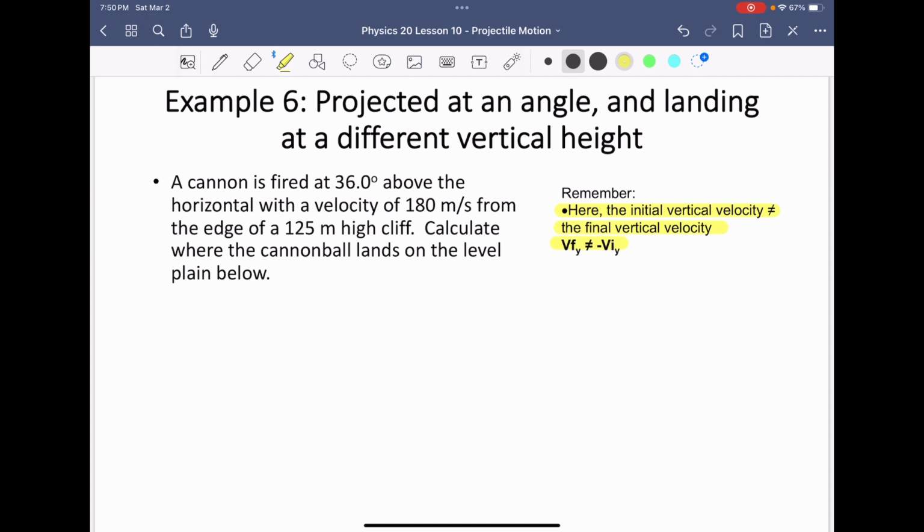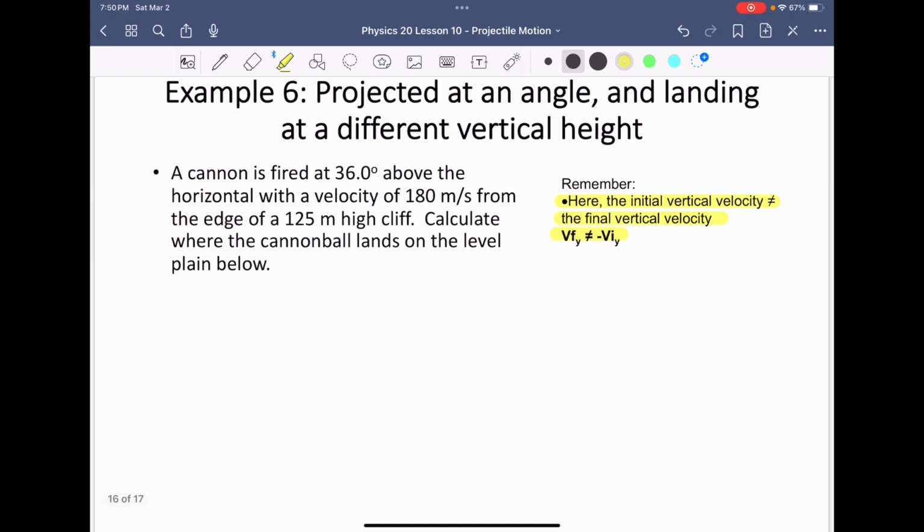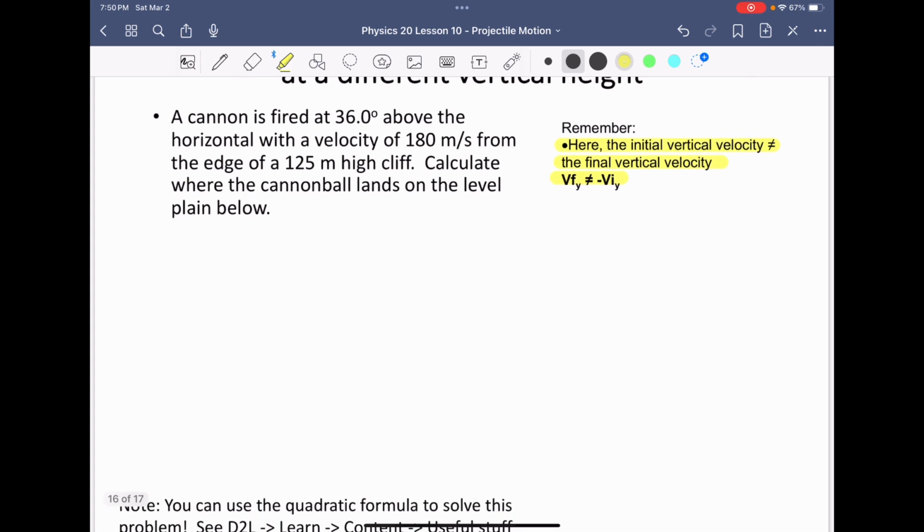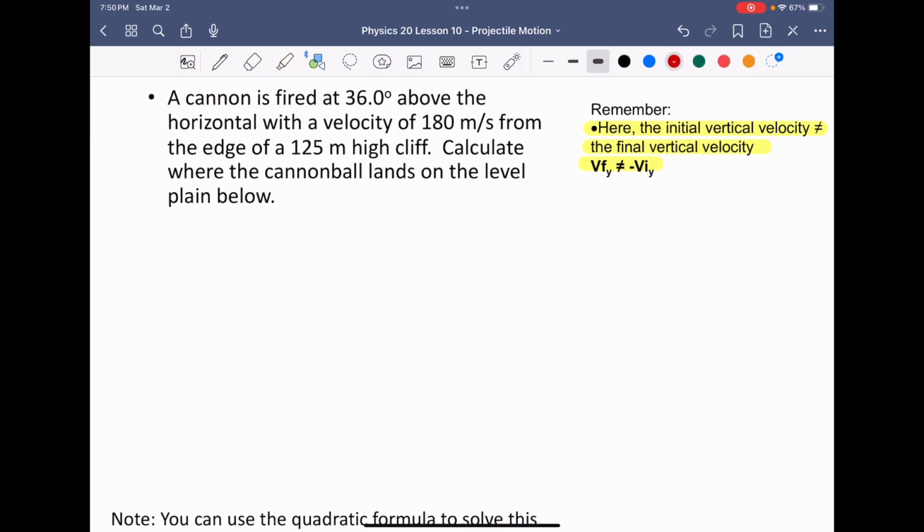All right, here's the overall situation. A cannon is fired 36 degrees above the horizontal with a velocity of 180 from the edge of a 125-meter cliff. Calculate where the cannonball lands on the level plane below. So let's draw out a visual to help us out with this. So here's the visual. We're going to draw the cliff to start.